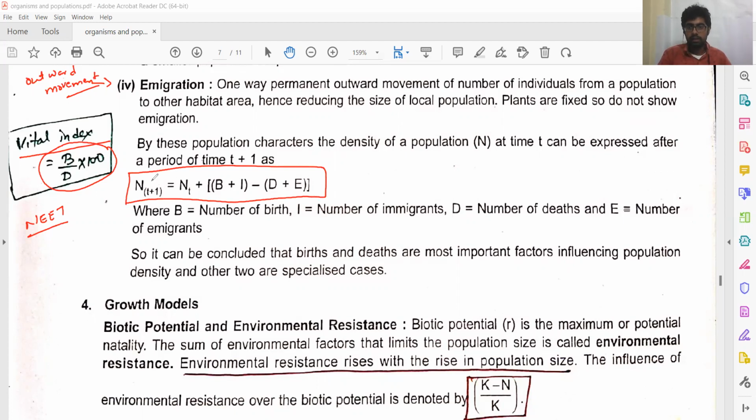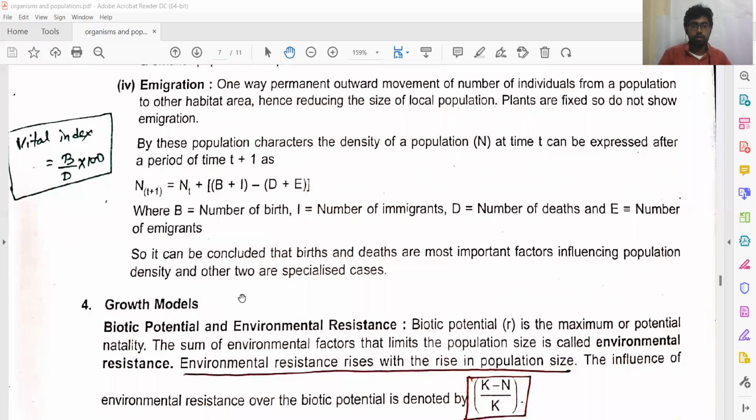Number of people after time is the initial number of people plus total increase (birth plus inward movement) minus total decrease (death plus total outward movement). Okay, so this is what I was telling you.